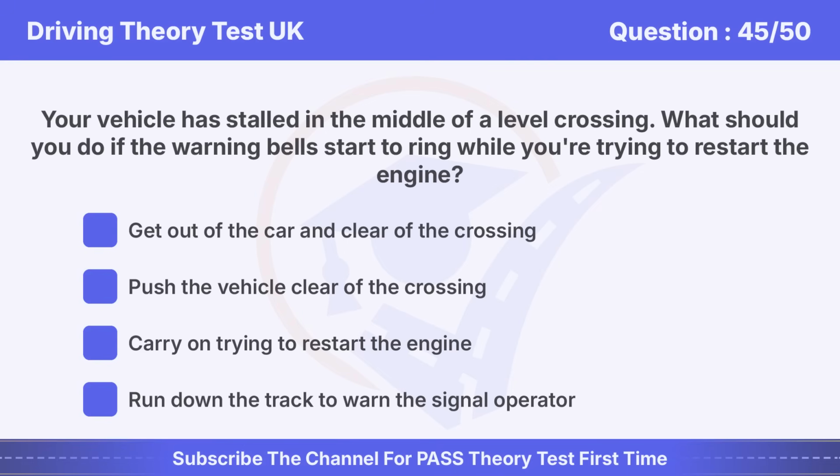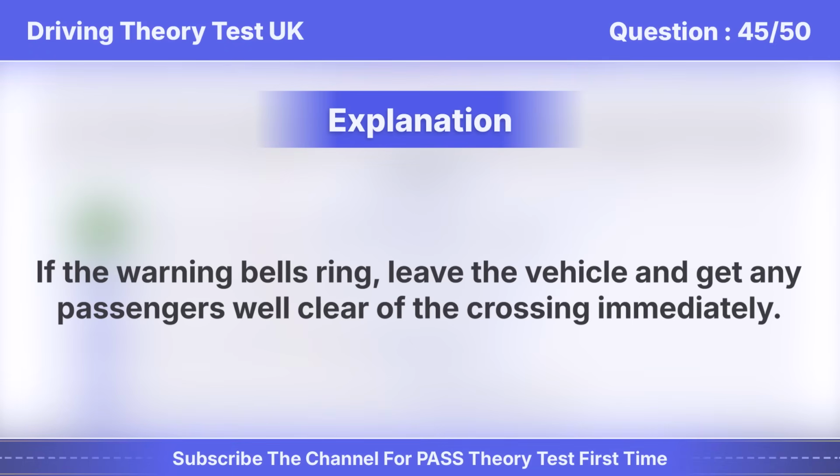Question 45. Your vehicle has stalled in the middle of a level crossing. What should you do if the warning bells start to ring while you're trying to restart the engine? Answer is A. Get out of the car and clear of the crossing. If the warning bells ring, leave the vehicle and get any passengers well clear of the crossing immediately.